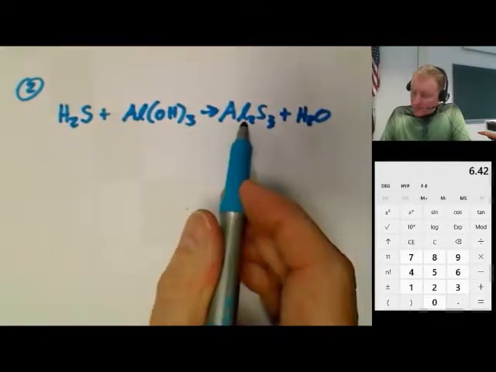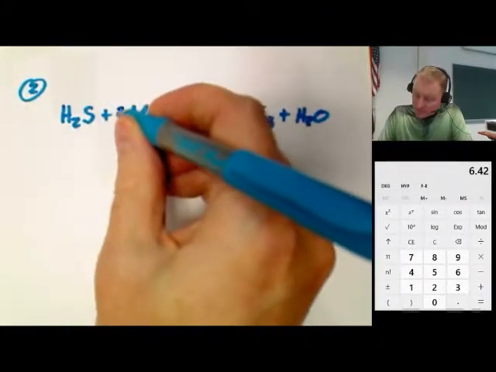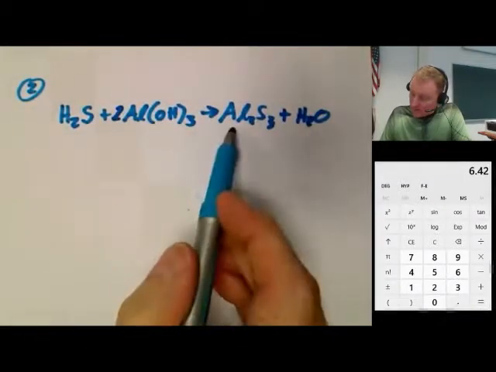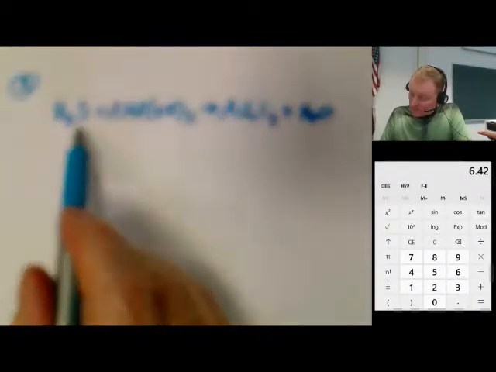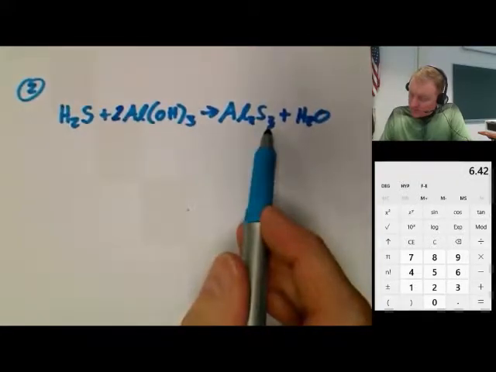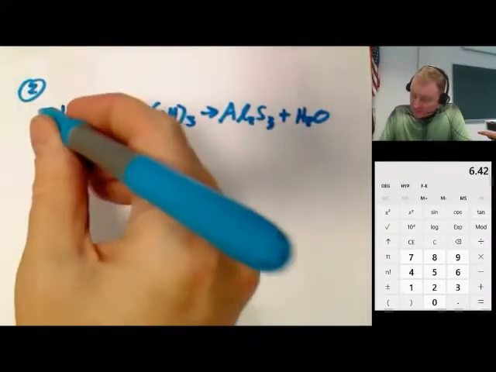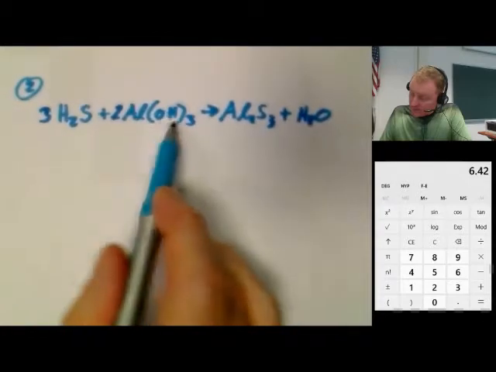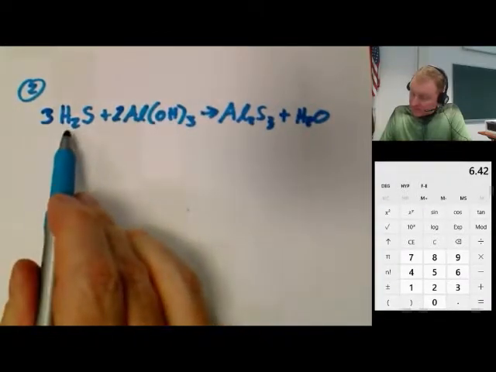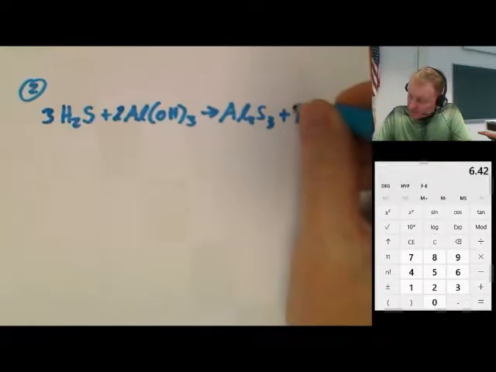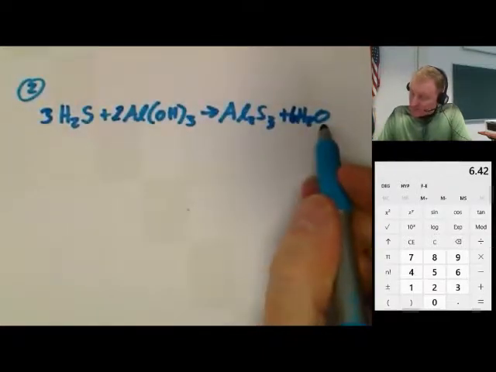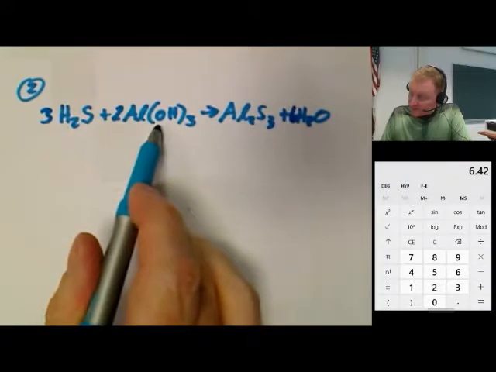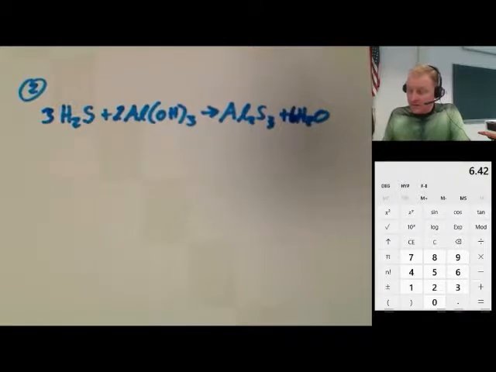I have 1 aluminum here. I've got 2 aluminums over here, so I'm going to put a 2 in front of this. I've got my aluminums balanced. Sulfur, I've got 3 sulfurs here, so I'm going to have to put a 3 in front of this one. So now I've got hydrogens. I've got 6 hydrogens here, and I've got 6 hydrogens here, so that would be 12 hydrogens. If I put a 6 in front of this, that's 12 hydrogens, 6 oxygens, and I've got 6 oxygens. So this looks like it's balanced right here. So we got this balanced.